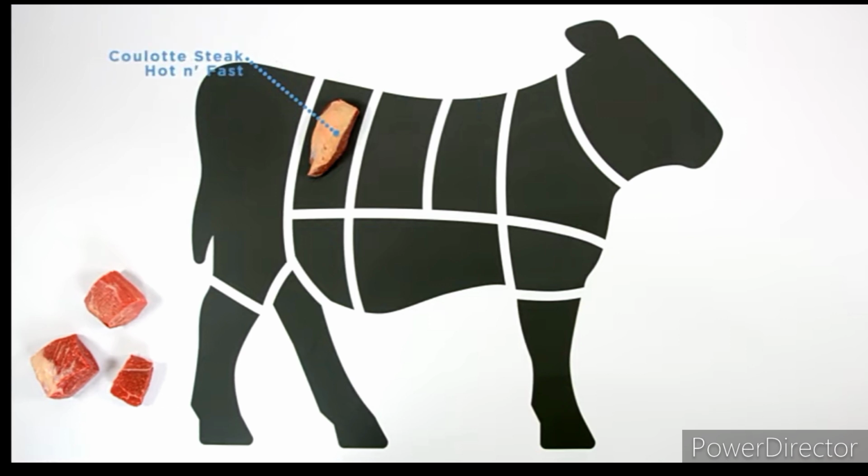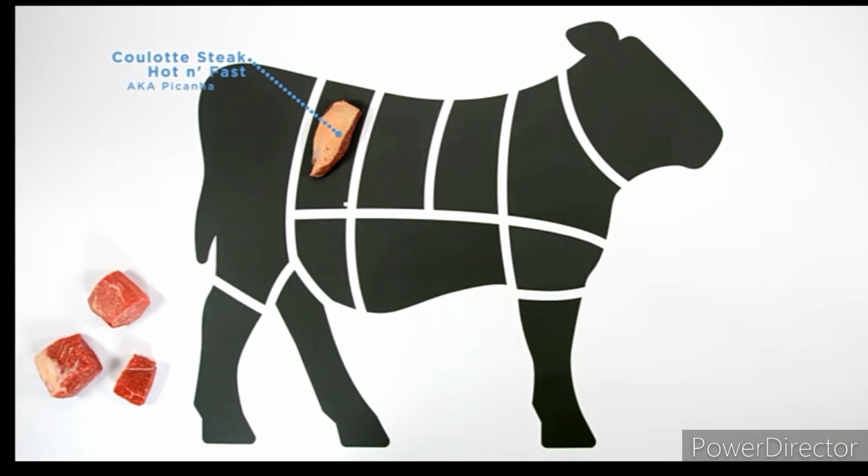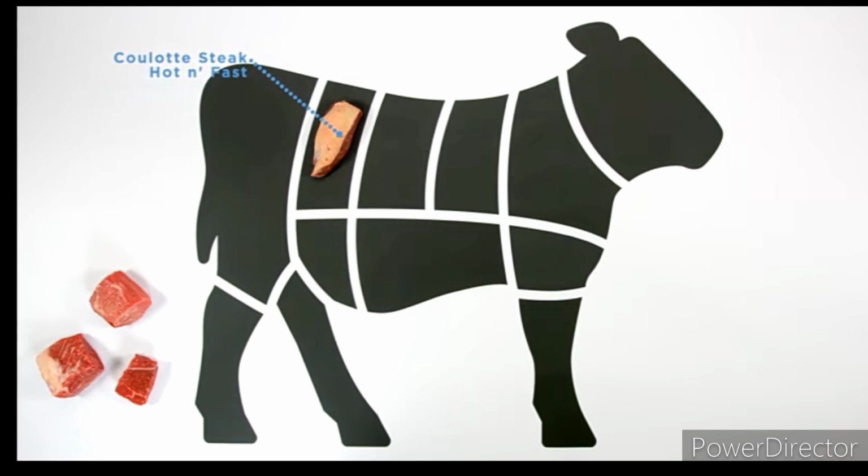Here we have a top sirloin cap. This is a super popular cut in Brazilian cooking. It has a beautiful fat cap and the meat is tender at nearly every temperature. It does have a distinct grain, so be sure to cut against it.